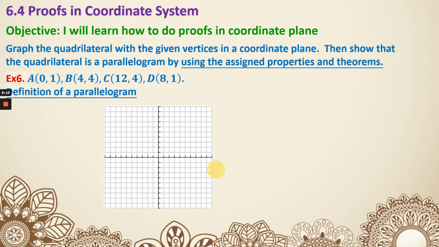This time it's asking you to show that it is a parallelogram, based on what it's asking you to use. Definition of parallelogram, that means we're trying to do double parallel. In order to prove lines are parallel in the coordinate system, we're actually going to use slopes. So let's actually graph the points real quick first. 0, 1 is right here, A. 4, 4 is right here, B. 12, 4 is around here, C. And 8, 1 is right here. I'm going to connect them.